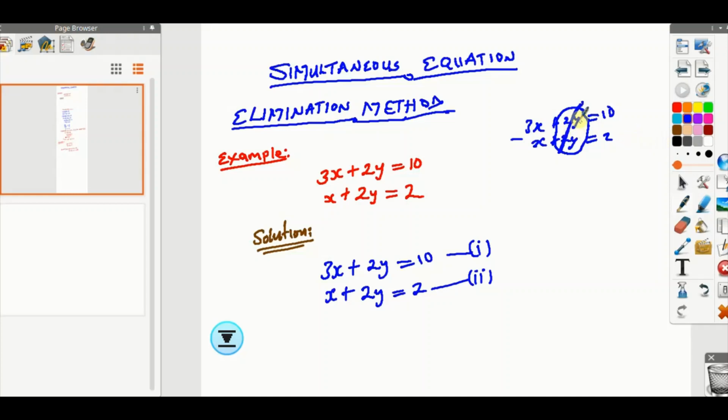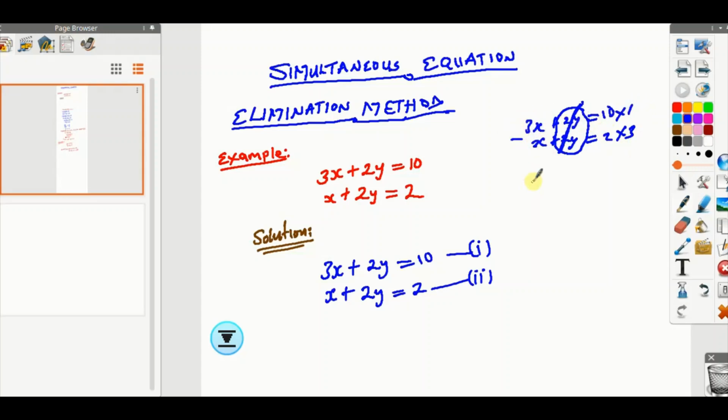Now I want to deal with x first. You see that the coefficient of x is 3 and the coefficient of x is 1, right? So what can we do to make their coefficients of x the same? We multiply this one by 3. If you multiply this one by 3, definitely the coefficient of x will be equal to 3. So now let's do that.